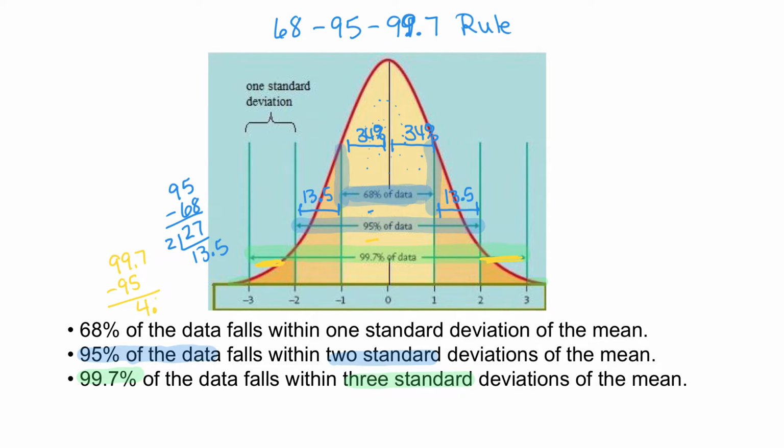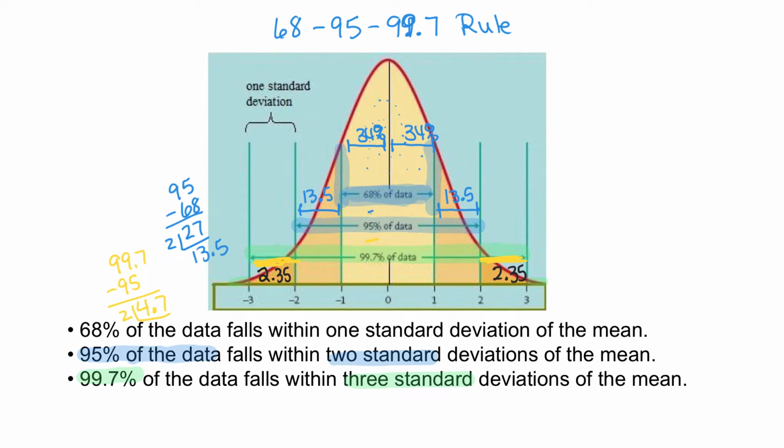That gives me 4.7% of the data that needs to go here and here. Well, I'm going to divide that by 2, and I get 2.35. So I'm going to change the color of that so you can see that better. 2.35% is right here, and another 2.35% is right here.